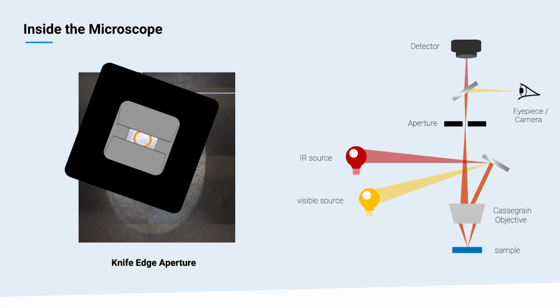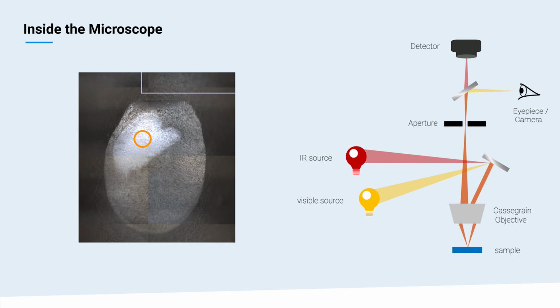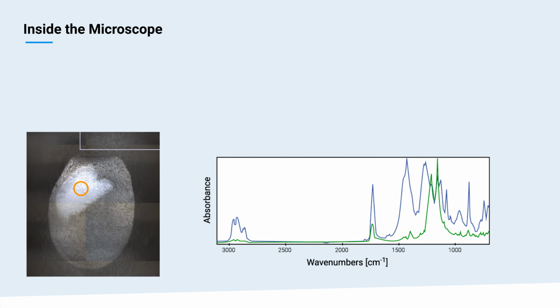That way, this style of aperture can exactly match the size of the region on the sample we want to analyze. So we send the IR light through an aperture to block the extra light from reaching the detector, and now the IR light is detected and we'll get our FTIR spectrum.